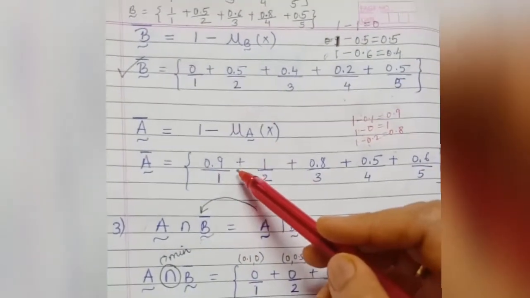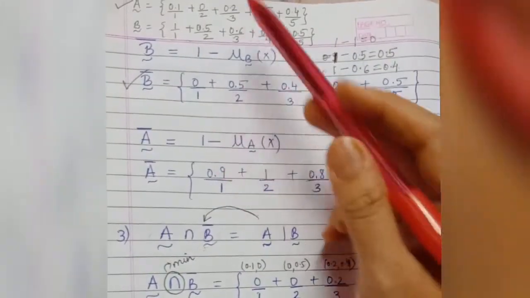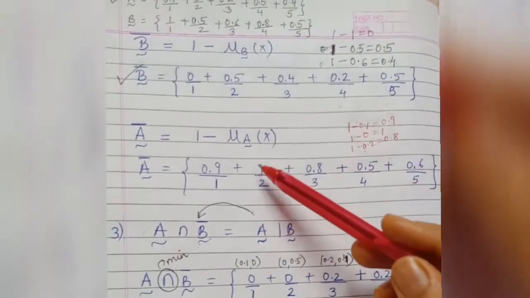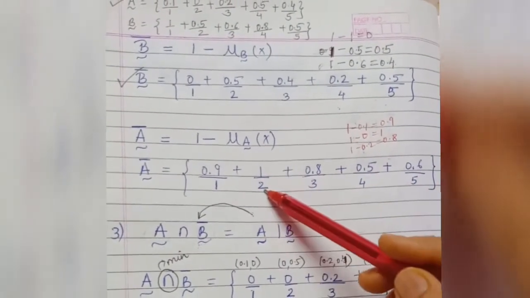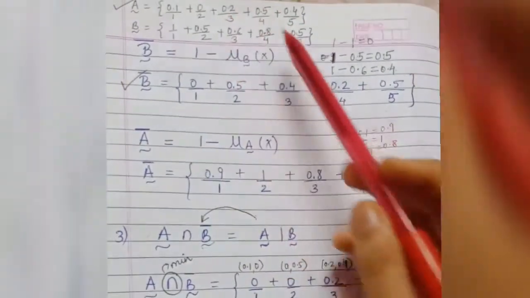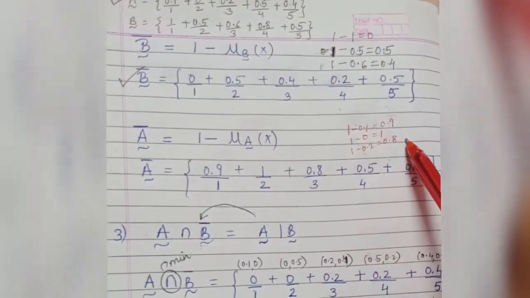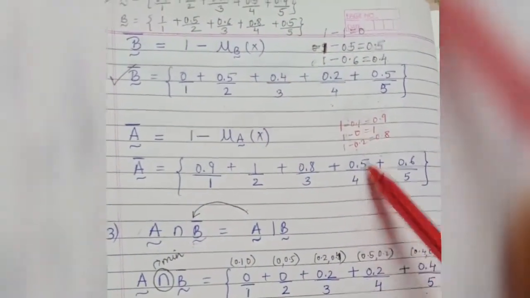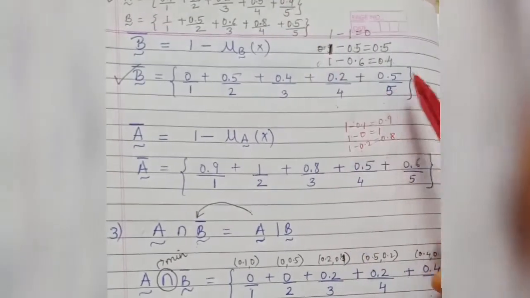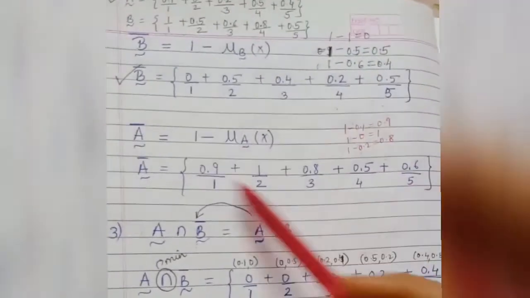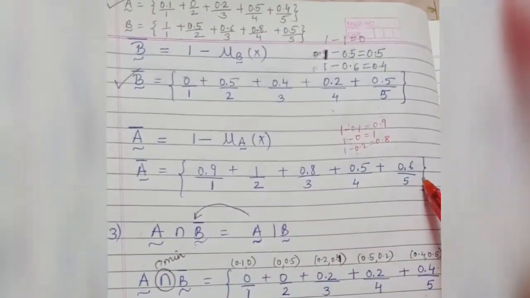For the second element, plus 1 minus 0, which gives 1, that is 1 upon 2. This is the second element. Similarly with the third element, 1 minus 0.2 will give 0.8. 1 minus 0.5 will give 0.5 upon 4, plus 1 minus 0.4 will give 0.6 upon 5, denominator 5 for the fifth element. So this is A complement set.